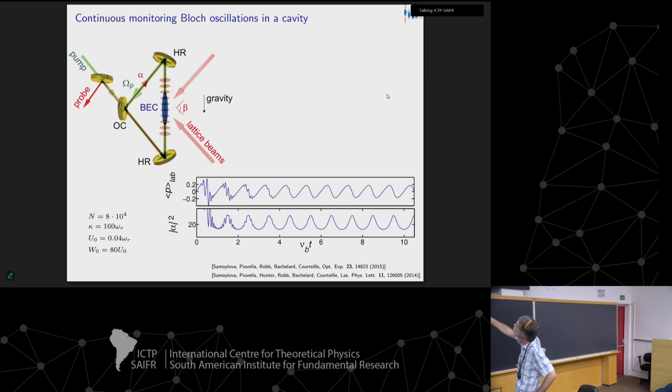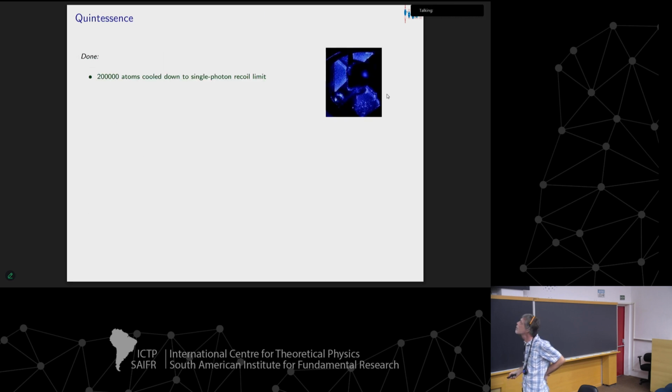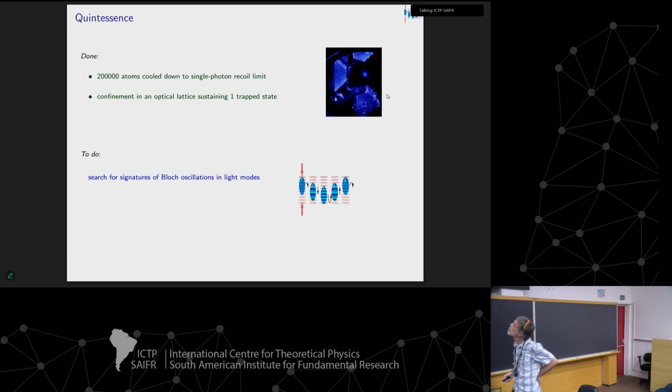And so by continuously monitoring these oscillations, you can monitor gravity in a continuous fashion with a single matter wave. You don't need to prepare a new matter wave in order to get a new point on this axis. Okay, so that's it. This is what we have done.